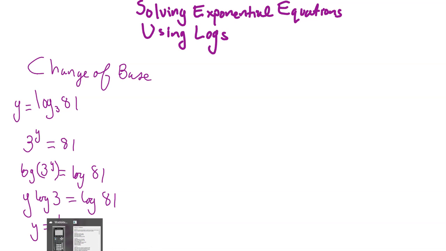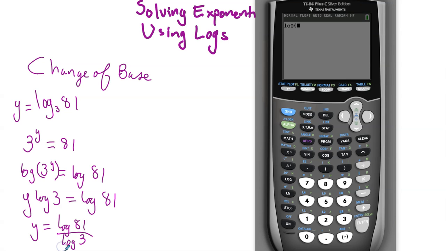All right, let's give that a try on our calculator. So log 81 divided by log 3. And that should be equal to 4. And it is. So that's called the base change formula. Or that's the change of base. What it looks like as a formula is this.